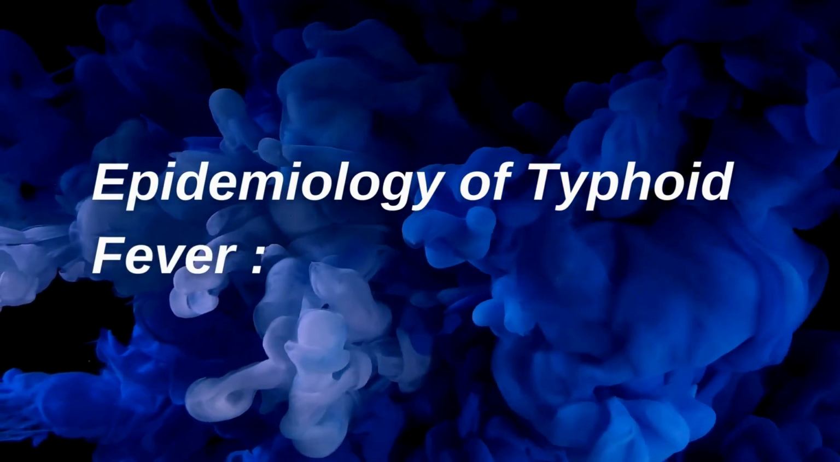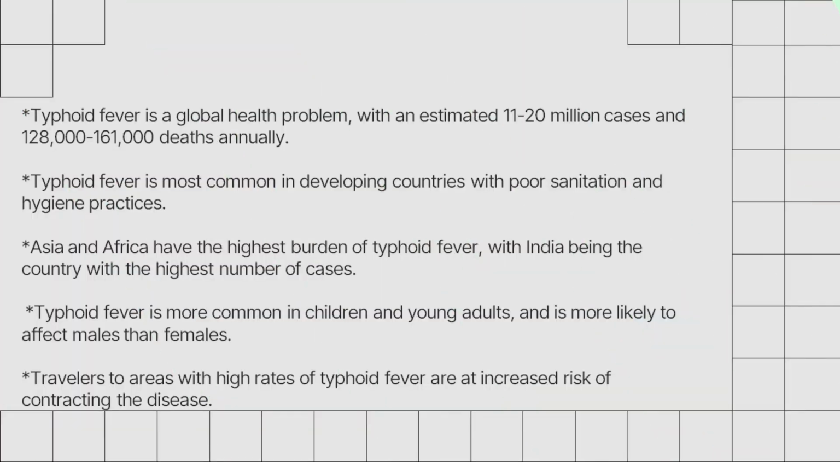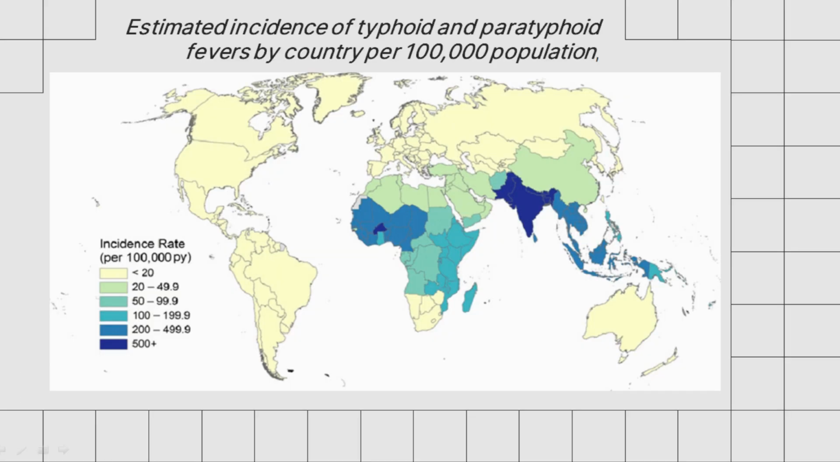Epidemiology of typhoid fever. Typhoid fever is a global health problem, with an estimated 11 to 20 million cases and 128,000 to 161,000 deaths annually. Typhoid fever is most common in developing countries with poor sanitation and hygiene practices. Asia and Africa have the highest burden of typhoid fever, with India being the country with the highest number of cases. Typhoid fever is more common in children and young adults, and is more likely to affect males than females. Travelers to areas with high rates of typhoid fever are at increased risk of contracting the disease. Estimated incidence of typhoid and paratyphoid fevers by country per 100,000 population.